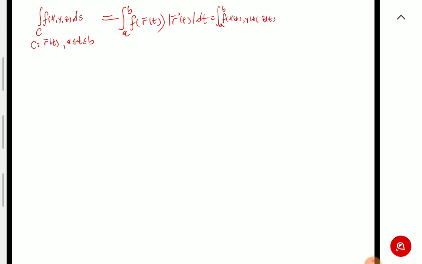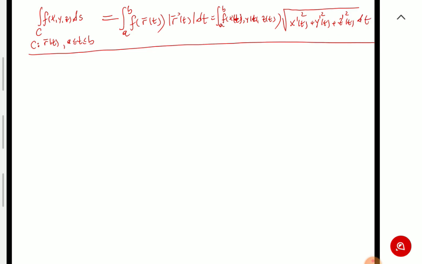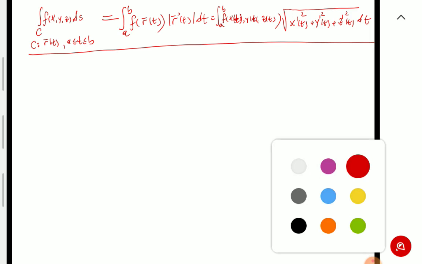It shouldn't be necessary though, because it makes a mess in the formula sheet and even in my notation here. So this is x of t, and then times the magnitude of r prime, which is the square root of x prime of t squared plus y prime of t squared plus z prime of t squared. I don't think I'm going to do that anymore because it makes it too cluttered. So you should be clear what we mean by f of r of t times the magnitude of r prime, because by now we should be familiar with these notations anyway.